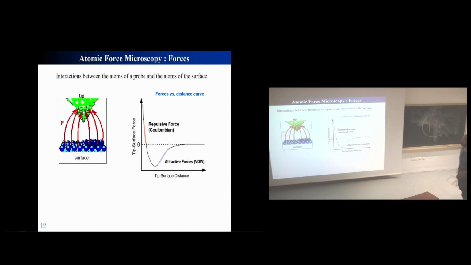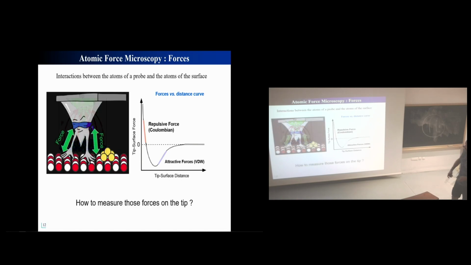So if you look at the interaction between the atom of your probe and the atom of the surface, it looks like this. Far away, there is no force, of course. And as you come closer, you have first an attractive van der Waals force. And then if you come even closer, you start to have very strong repulsive forces, which are exactly the same that makes your finger not pass through the table. It's just this. Okay, but how can we measure those forces?